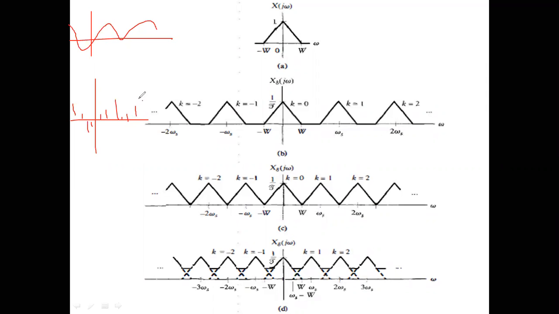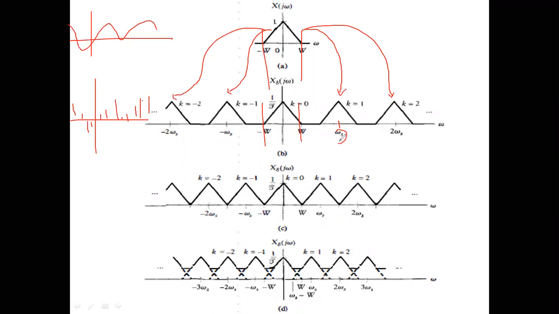Now see what has happened after sampling: this particular signal here is being replicated. This is the original signal, which is here also. The same thing is replicated at WS, at 2WS, at minus WS, minus 2WS, and so on. Now what is this WS?